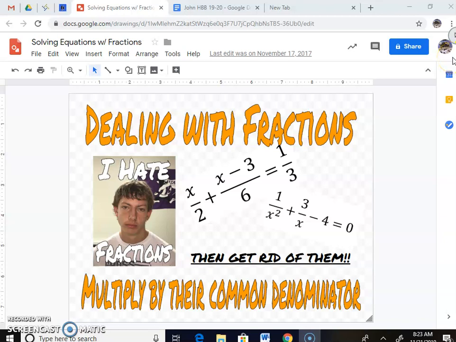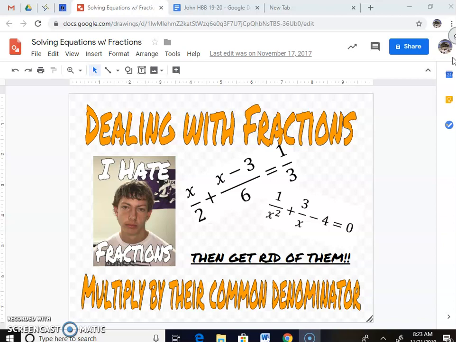Okay, so our first lesson that we're going over is going to essentially just be solving equations, but I think most of you guys feel comfortable with solving equations by now, so I'm going to deal with a specific case that you guys might not enjoy, and that would be solving equations when they have fractions present.